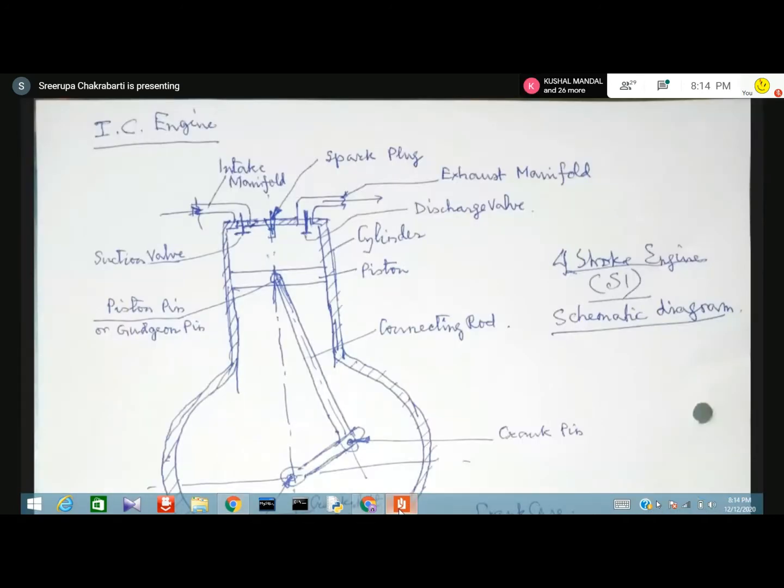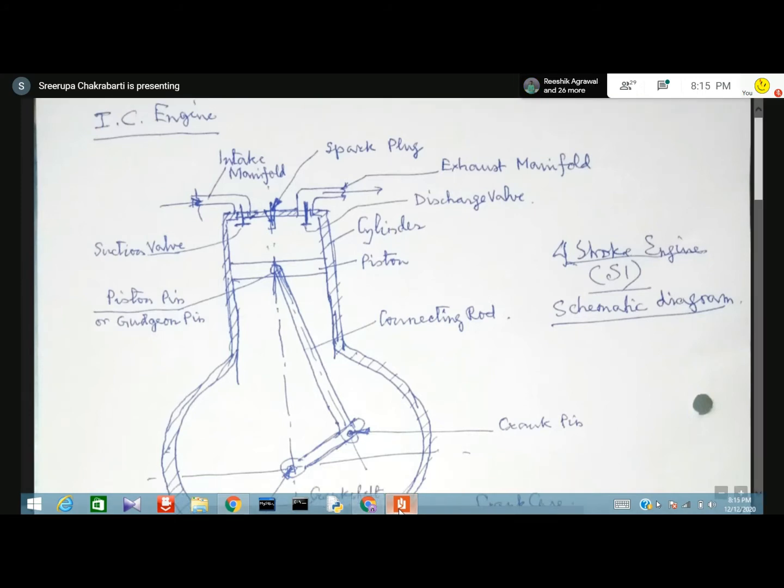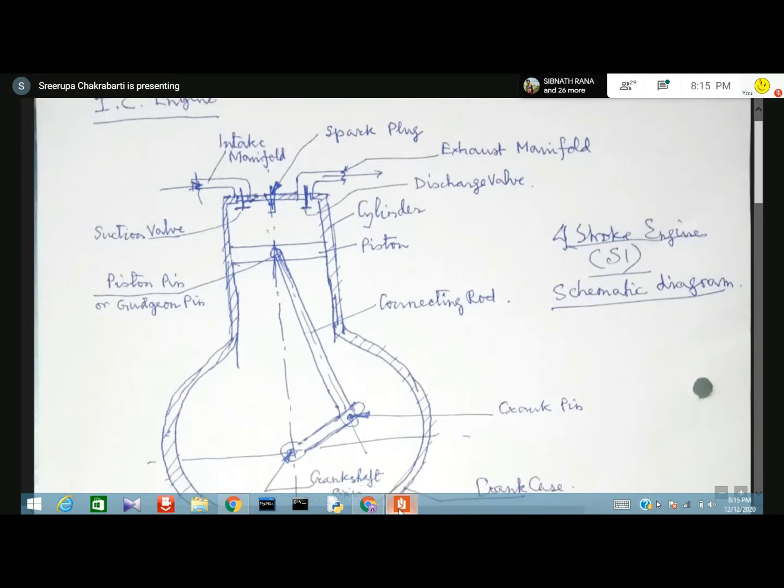Today our discussion will be about the basic components of the internal combustion engine. Basically, the last class we discussed the air standard cycles. Today I've got two sheets to explain. As you can see, the first one is regarding the IC engine. This is the schematic diagram. Not a very good diagram.